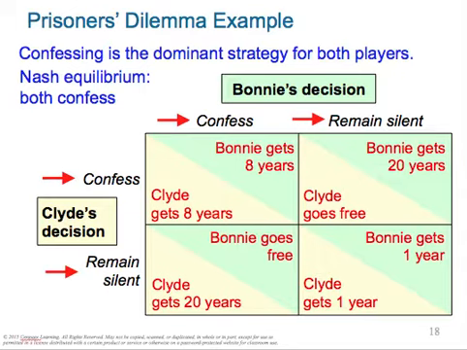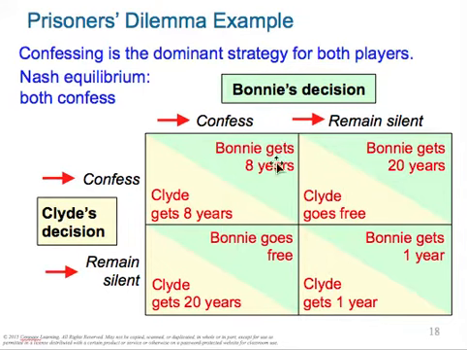Now, this slide is animated carefully as follows. First, if Clyde confesses, then just to review, Bonnie gets 8 years if she confesses, or 20 years if she does not. If Clyde remains silent, Bonnie goes free if she confesses, or gets 1 year if she does not. At this point, it may be worth mentioning that Bonnie's best move is to confess, regardless of Clyde's decision. Hence, confess is Bonnie's dominant strategy.